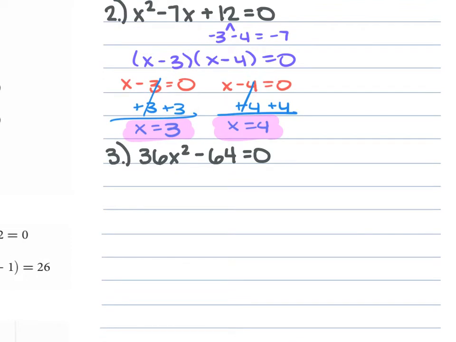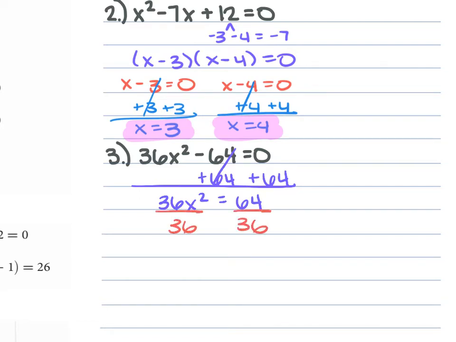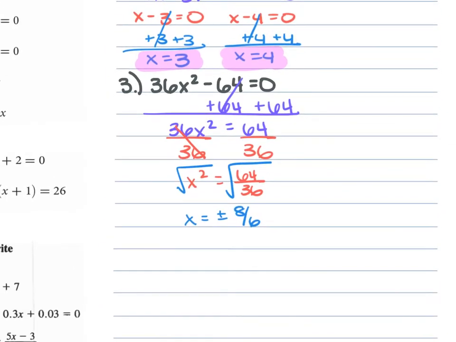For 3, we have 36x squared minus 64 is equal to 0. So we're going to start by adding the 64 to both sides here. We get 36x squared is equal to 64. We then divide each side by the 36. So we get x squared is equal to 64 over 36. I then take the square root of both sides. I get x is equal to positive and negative 8 over 6, which is going to simplify to be plus or minus 4 over 3.